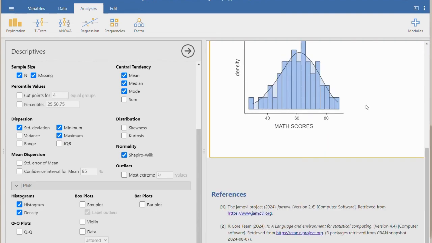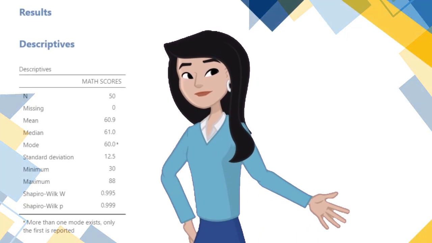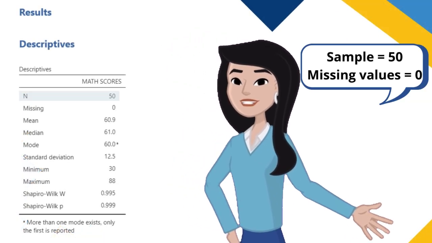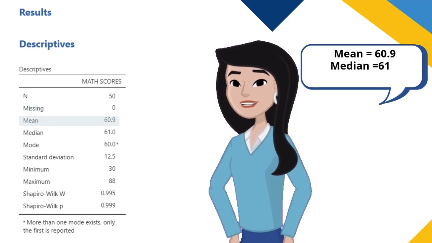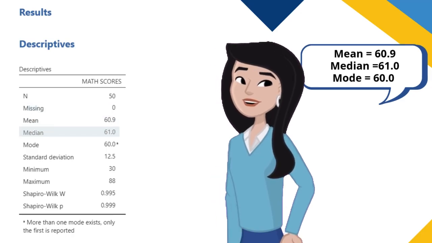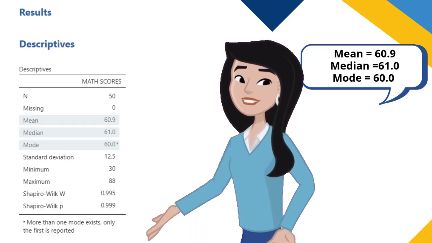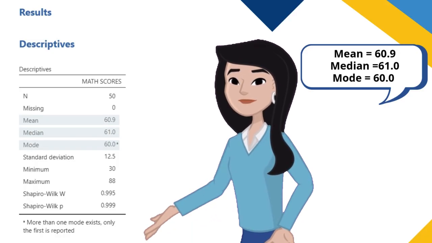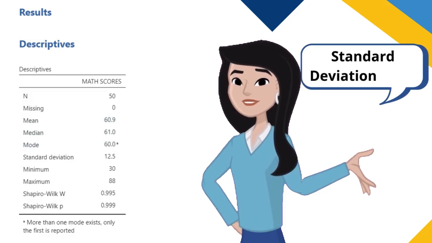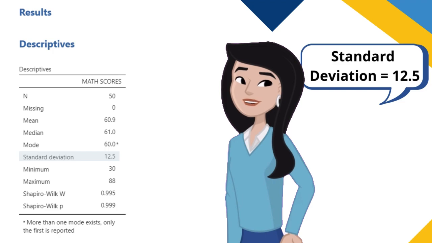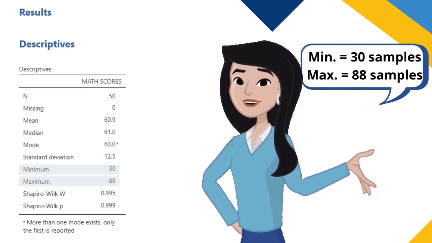There you have it. Let's begin by interpreting the descriptive statistics of our dataset. As shown, we have a sample of 50 students' math exam scores, with no missing values. The mean score is 60.9, the median is 61.0, and the mode is 60.0. These three measures of central tendency are closely aligned, which already suggests symmetry in the distribution. The standard deviation is 12.5, indicating moderate variability in the scores, and the scores range from a minimum of 30 to a maximum of 88.